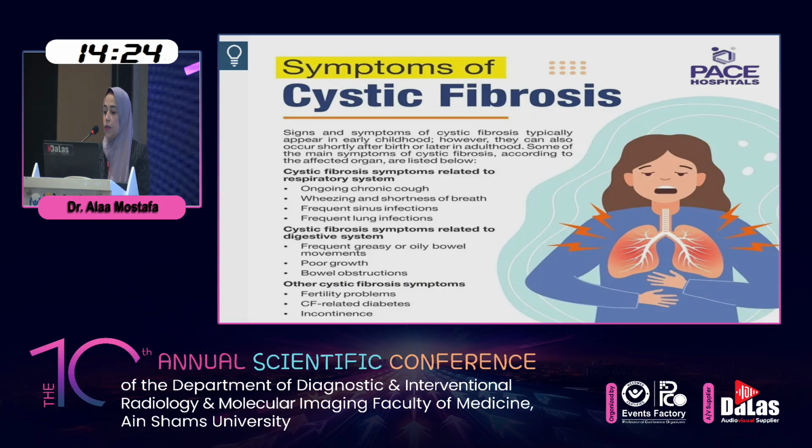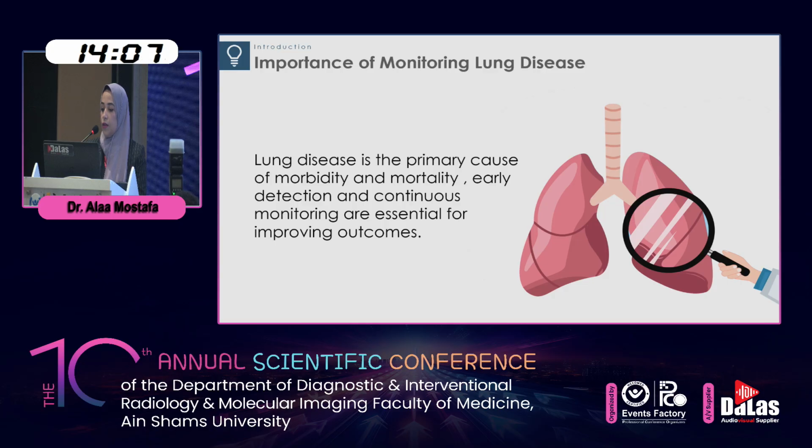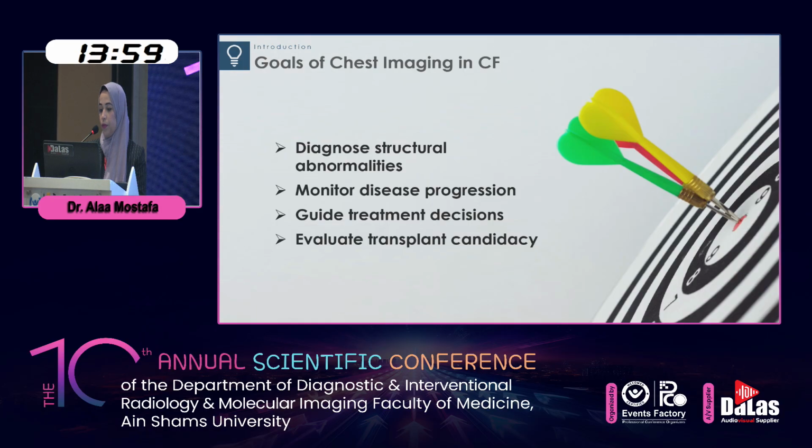There are many signs and symptoms of cystic fibrosis. Some are related to the respiratory system when mucus clogs block airways. They are ongoing chronic coughing, shortness of breath, wheezing, frequent sinus infections, frequent lung infections, and clubbing or enlargement of the fingertips and toes. Since lung disease is the leading cause of morbidity and mortality in cystic fibrosis, early detection and continuous monitoring are essential for improving outcomes.